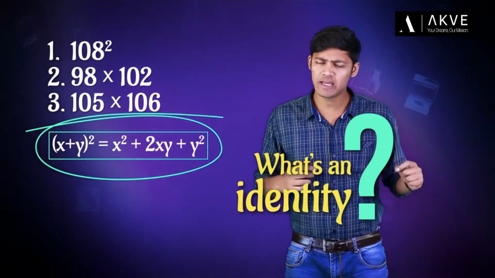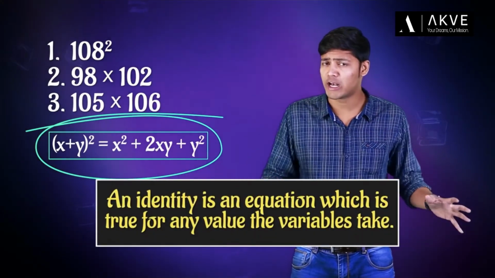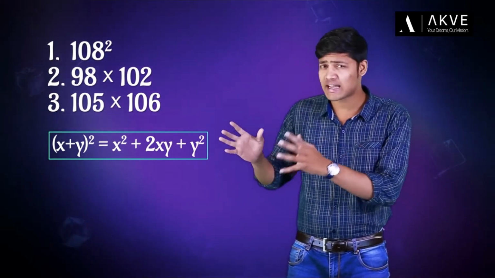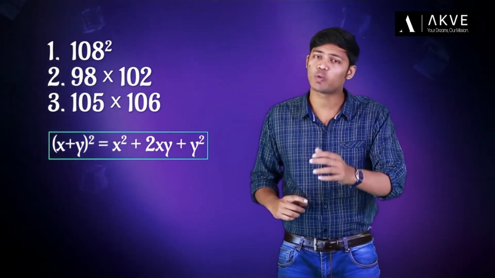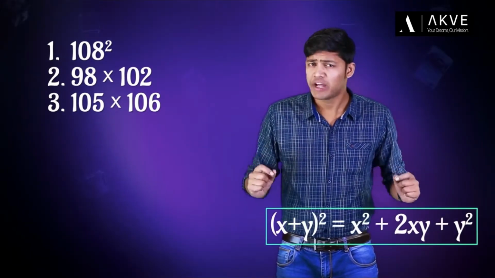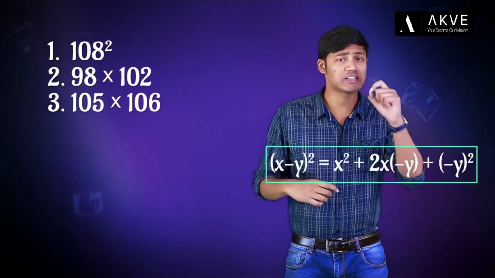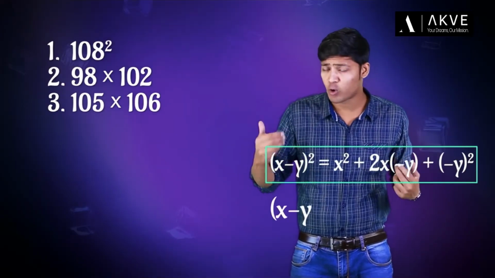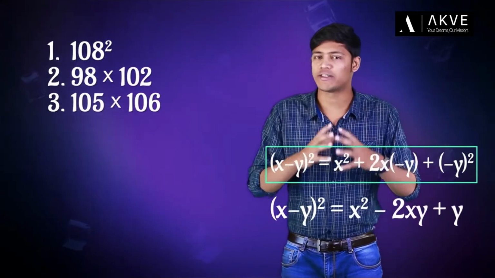Now, what's an identity? An identity is an equation which is true for any value the variables take. That is, no matter what the values of x and y are, (x + y)² is always equal to x² + 2xy + y². Now, in this identity, if we replace plus y by minus y, we get the identity for the square of the difference of two numbers. That is, (x − y)² = x² − 2xy + y².